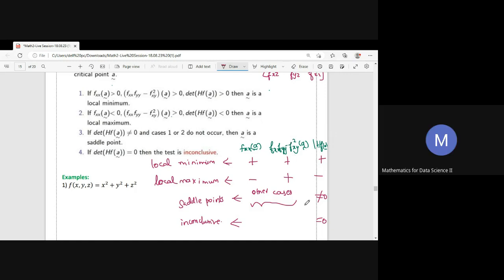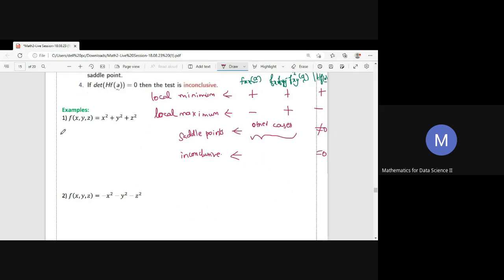See, if it is negative, and suppose it is 0, then you have to see whether, anyway, you have to find whether the determinant is 0 or non-zero. This is anyway what you have to find, right? Okay.